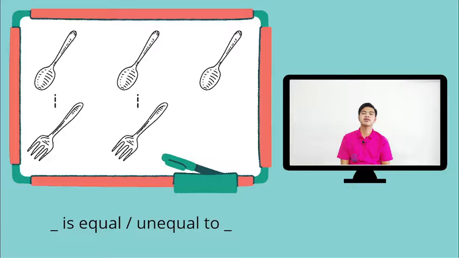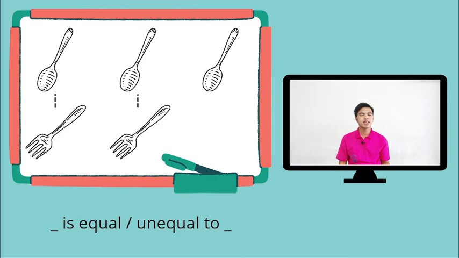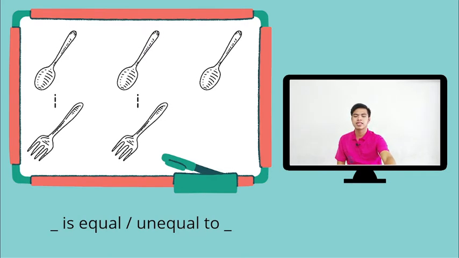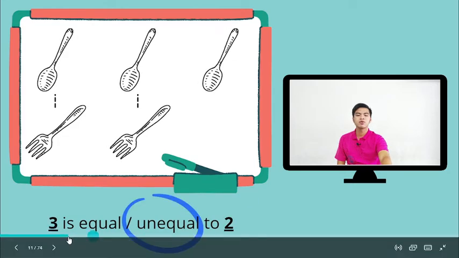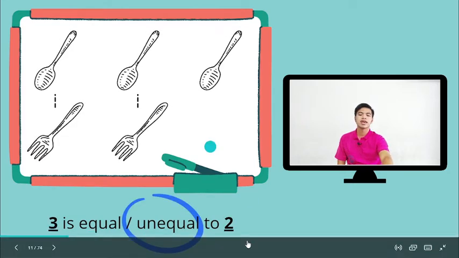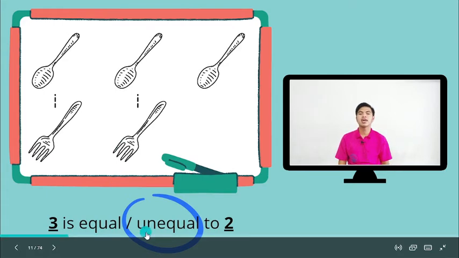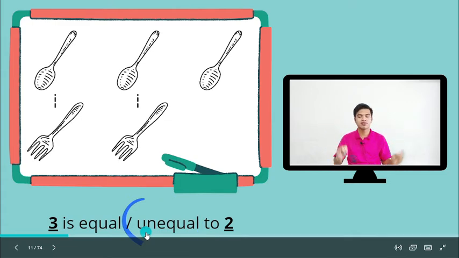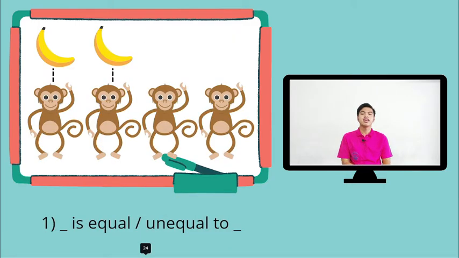Okay, so let's go to the first example. We have here 3 spoons and 2 forks. Do you think they are equal? So let's find out. But first, we're going to write 3 for the spoons and 2 for the forks. And we're going to circle the word unequal because 3 is not equal to 2. Okay, kids? 3 is not equal to 2 because they don't have the same value. So here, if we're going to pair the bananas to the monkeys, do you think they will have exact pairs?